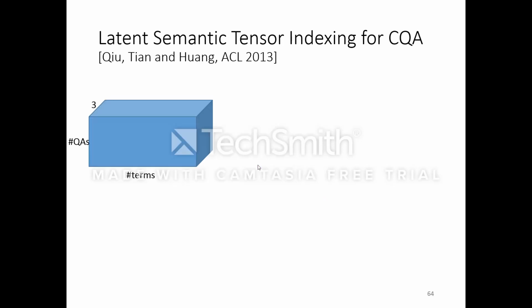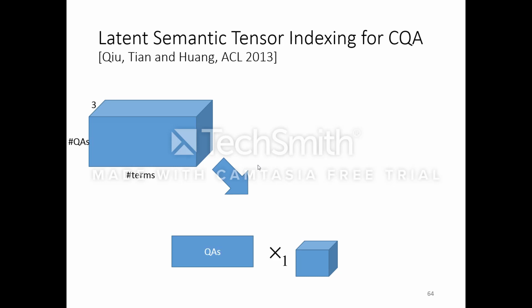Now you have this tensor, which is number of QAs times number of terms times 3, and you can decompose this tensor into one tensor and 3 matrices, which we'll show now. You have a tensor of R by R by R. On the first phase, it is multiplied by a QA's representation.